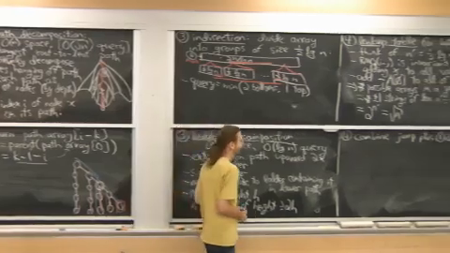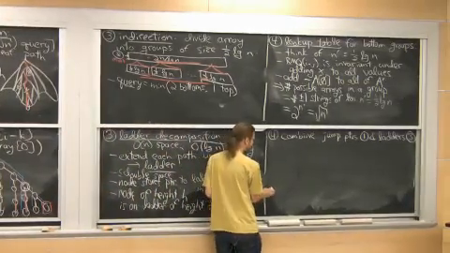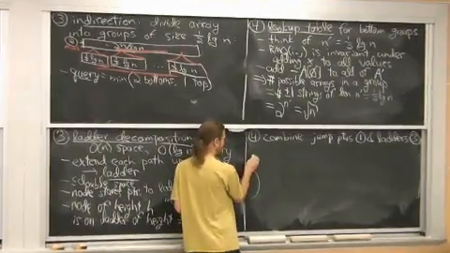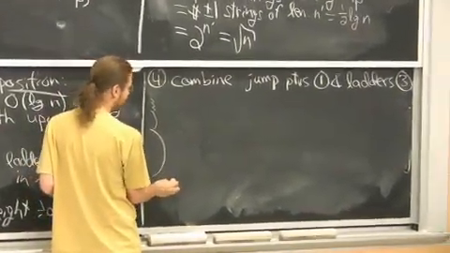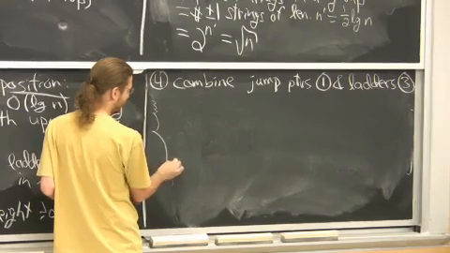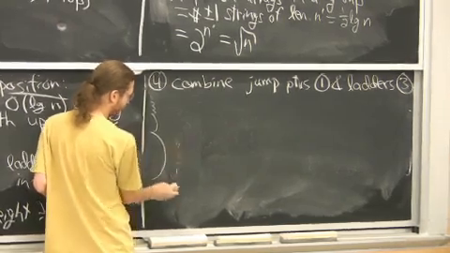Okay. Here's the idea. On the one hand, jump pointers make a big step, and then smaller steps, or like that. And on the other hand, ladders make small steps. Oh, it's hard to draw.